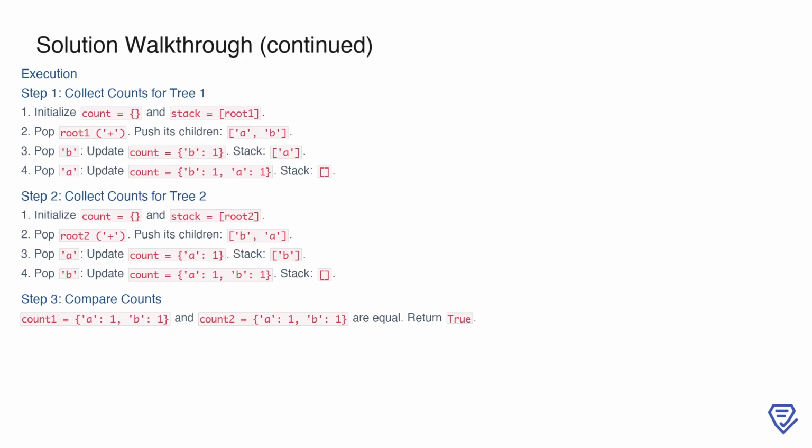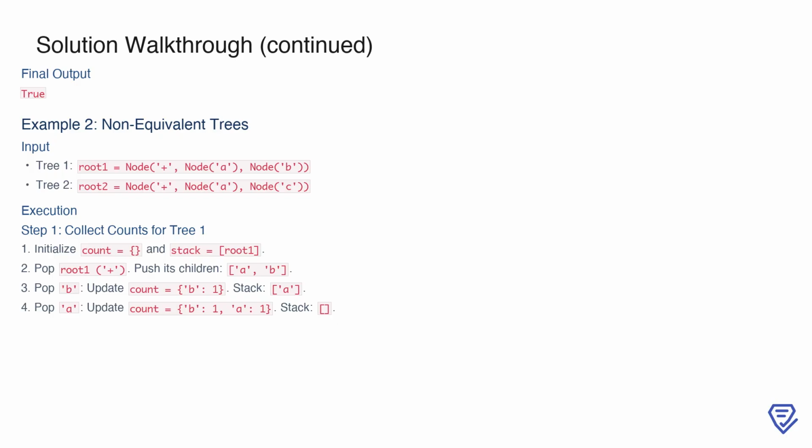With both trees traversed, we compare their dictionaries. Since both are {a: 1, b: 1}, the trees are equivalent, and the function returns true. In this example, the function ultimately returns true, as the two trees are equivalent. Now, consider another case where the trees are not equivalent.